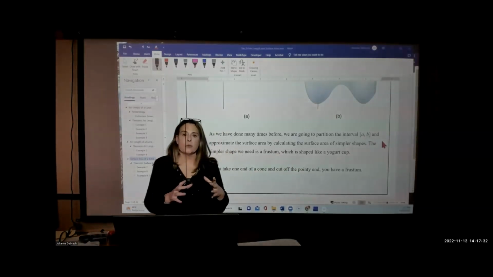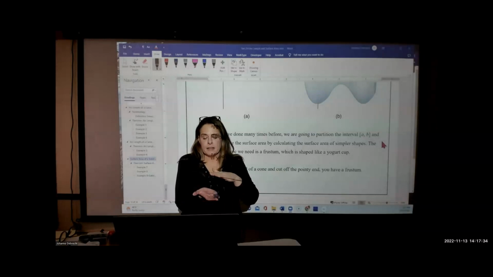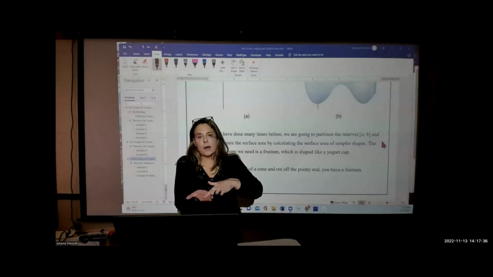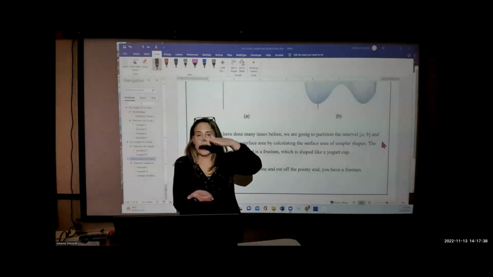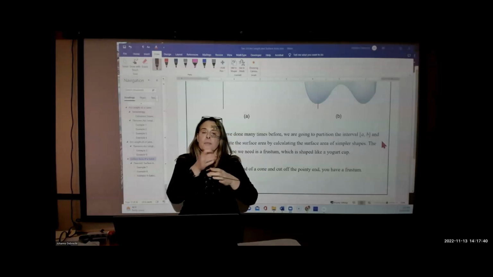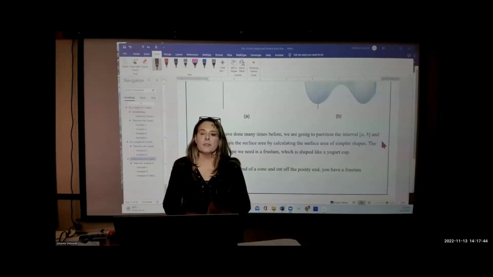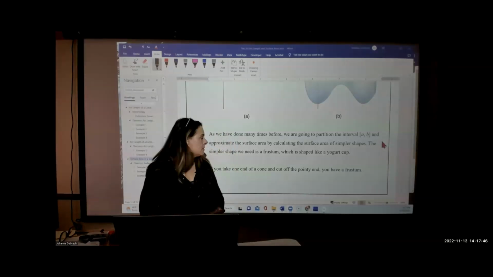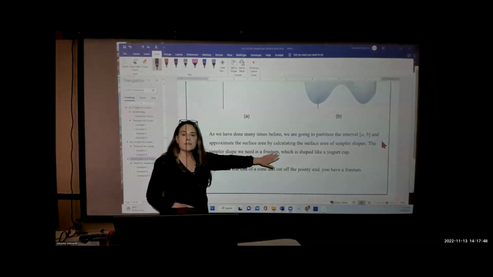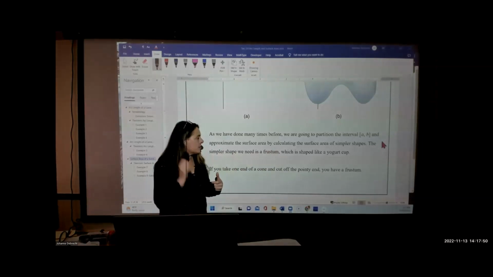If you think about a yogurt cup, it's flat but circular on the bottom, and it's circular on the top, and they're parallel to each other. But the top has a smaller radius than the one on the bottom, and they're concentric. They have the same center. So when you're thinking about a frustum, that's the shape you want to think about.